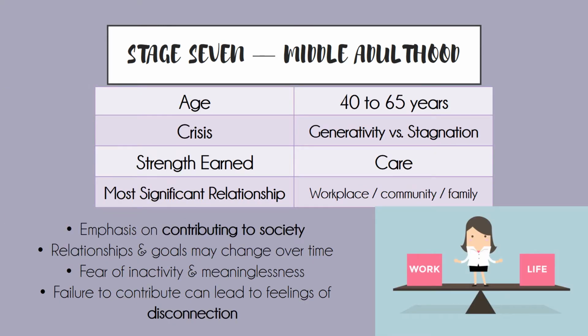Stage 7 is middle adulthood, which ranges from about 40 to 65 years of age. And our central crisis here is generativity versus stagnation. Generativity meaning that a person is trying to find their life's work and take care of other people. They're trying to contribute to society in a larger picture way, so they're focusing on finding a job that matters to them or that they enjoy, which is why the workplace becomes a really significant relationship.